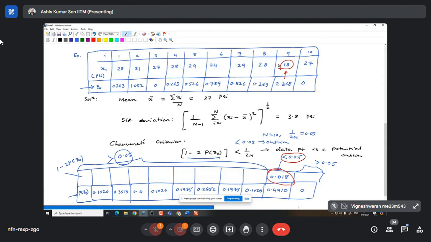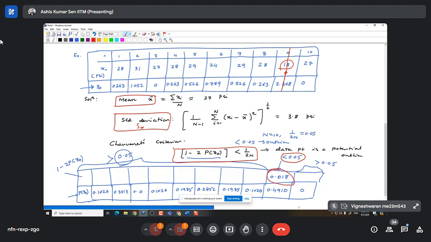Depending on your data set, you can have multiple outliers. As long as this condition is satisfied, that data point has to be marked as an outlier. Now, what happens when you get an outlier? You basically remove that data. Now this mean and standard deviation need to be recalculated.